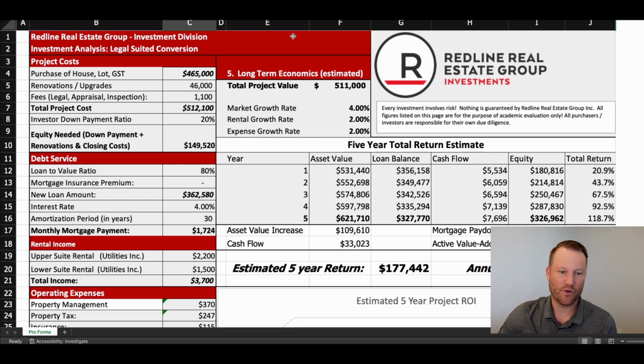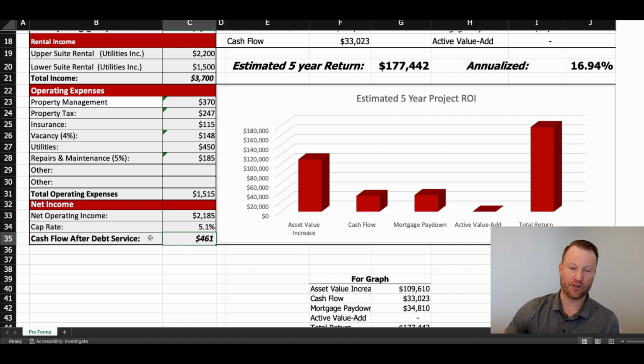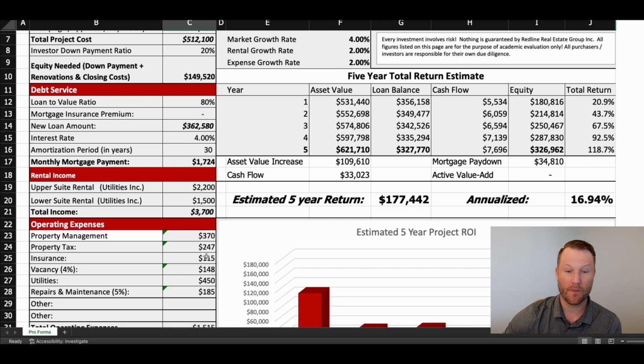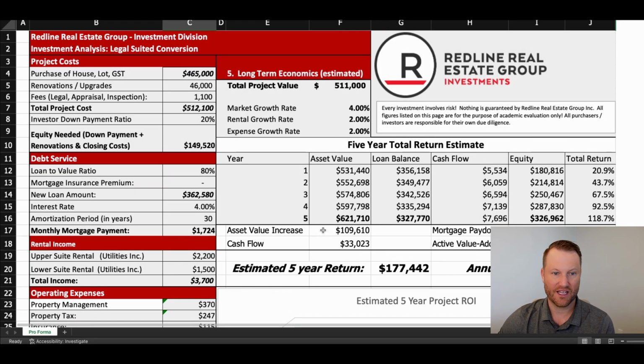So we've got our operating income over here, cash flow after debt service. It does cash flow. This is good news. So once we know that we're at or pretty close to break even or better for income property evaluation, then we can go and start to look at the longer term economics of this and the other profit centers that we want to be taking advantage of.